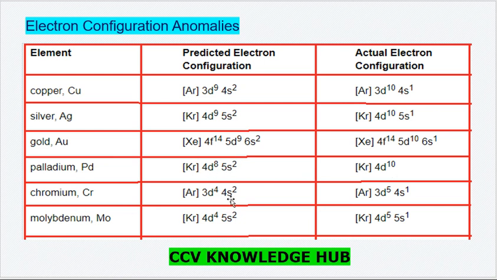And chromium, we saw about the chromium configuration, the d5 state is more stable. And molybdenum, 4d4, 5s2 according to the above principle, but after changing, the actual electronic configuration is 4d5 and 5s1. So friends, these are the anomalous electronic configurations of the different elements.